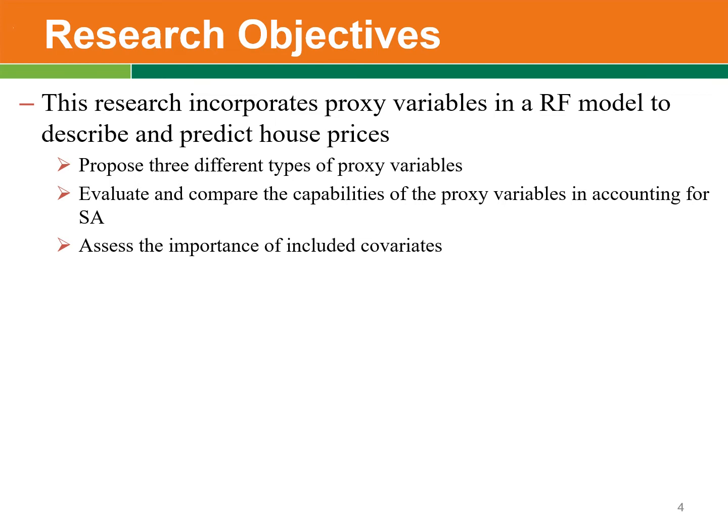In this research, we incorporate proxy variables that are designed to address spatial correlation in a random forest model to describe and predict house prices. And we propose three different types of proxy variables. We would like to evaluate and compare the capability of each of these types of proxy variables in accounting for spatial correlation. And we are interested in assessing the importance of included house price factors.